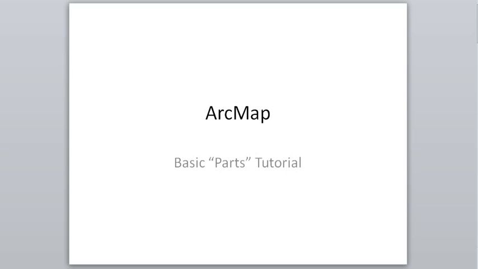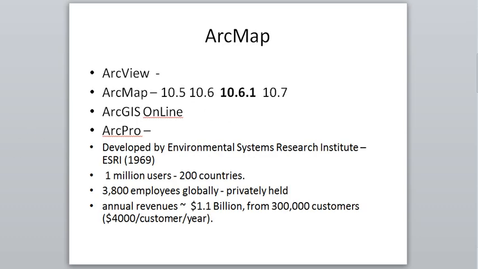So as we begin to use desktop GIS, I want to go over some of the basic parts or components of the software that you're going to be using. So just a reminder that we are using ArcMap 10.6.1, and this is a product that is developed and owned by ESRI, which stands for Environmental System Research Institute. It is probably the largest GIS software company, has a lot of components to this product.